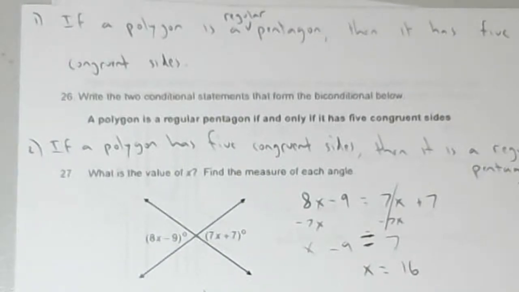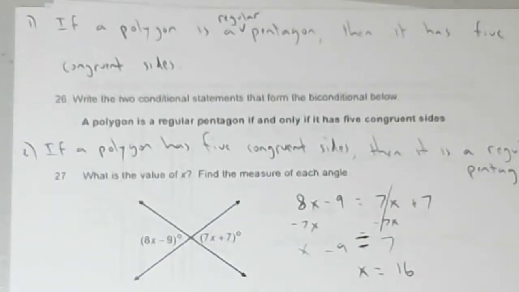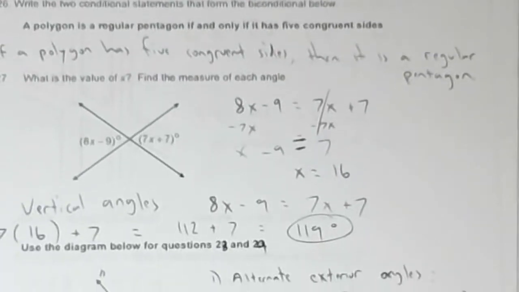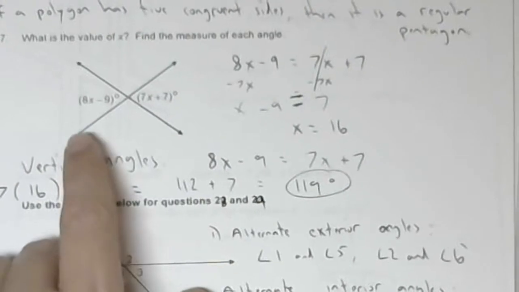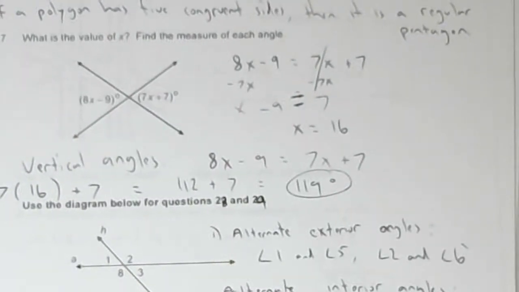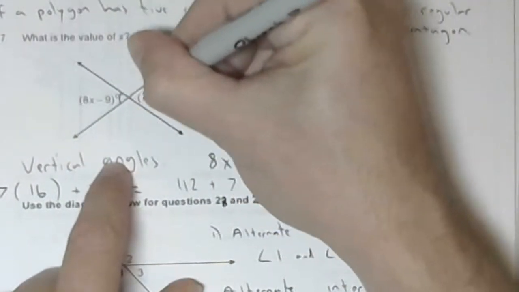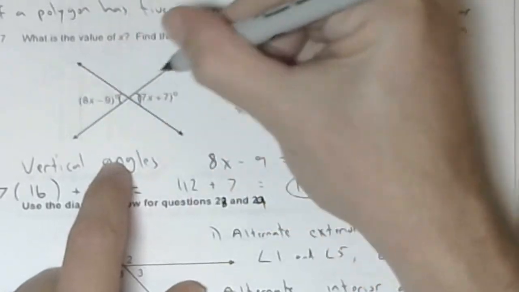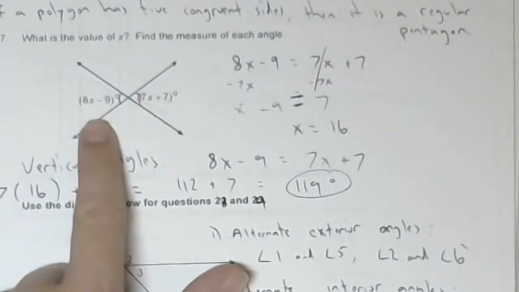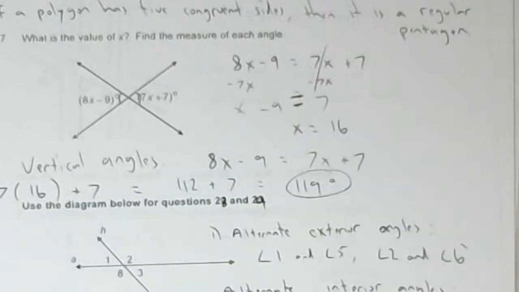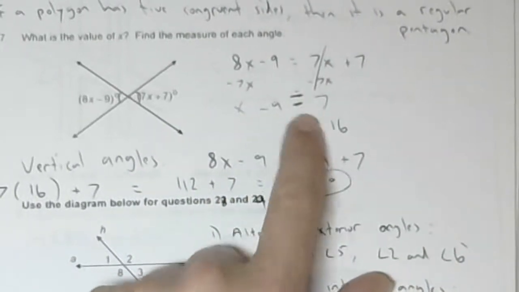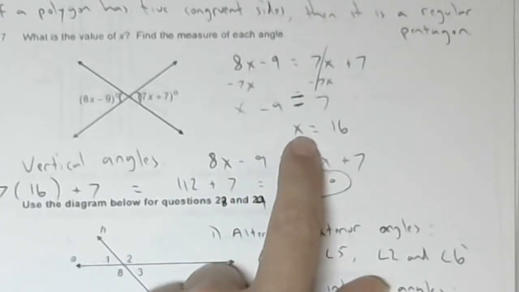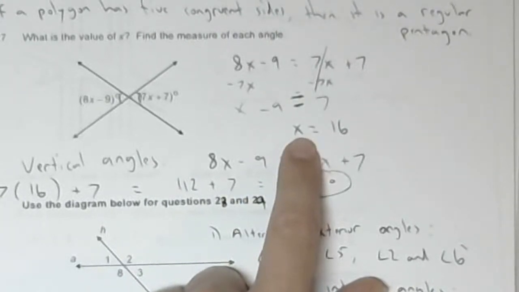Okay. What is the value for x? Find the measure of each angle. Well, okay. I've worked this one out, but I'll double check it as we do it. What happens here is we have vertical angles. So this angle is equal to that angle. So 8x minus 9 is equal to 7x minus 7. Subtract 7x from both sides. x minus 9 equals negative 7. Add the 9. x equals 16.